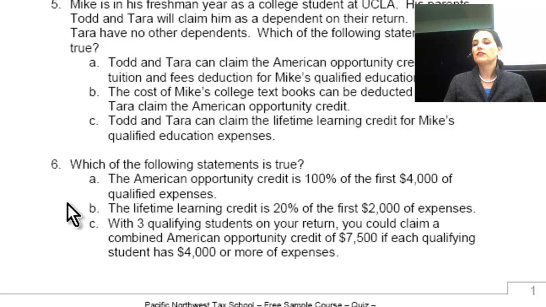B, the lifetime learning credit is 20% of the first $2,000 of expenses. That too is false. It is 20% of the first $10,000 of expenses. And C, with 3 qualifying students on your return, you could potentially claim a combined American Opportunity credit of $7,500. If each qualifying student had $4,000 or more of expenses, that is true.